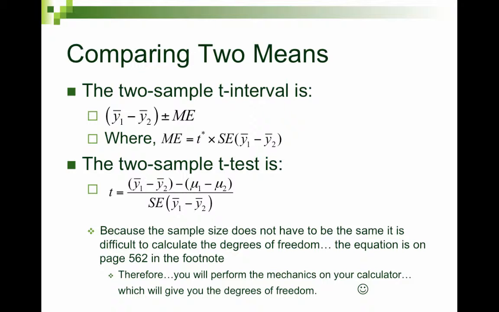The nice thing is, though, that you're going to perform your mechanics on your calculator, and when you do that, your calculator will tell you what the degrees of freedom are going to be. And they will not always be a whole number. In fact, most of the time when you're dealing with two samples, your degrees of freedom will be a decimal. It does not work out to be a nice whole number. And that's okay. We expect that. But again, you're going to be able to get your degrees of freedom from your calculator.